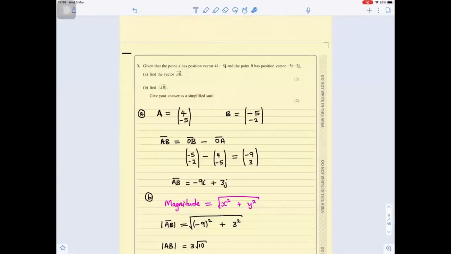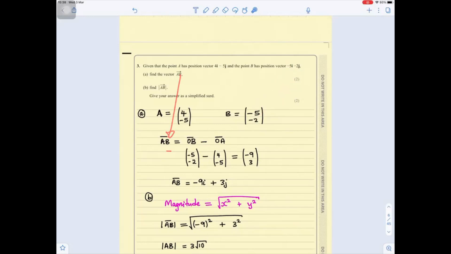Question number 3. Given that the point A has position vector 4i minus 5j and the point B has position vector minus 5i minus 2j, find the vector AB. We now have A written as a column vector, (4, minus 5), and B written as a column vector, (minus 5, minus 2). Now we want to find AB.